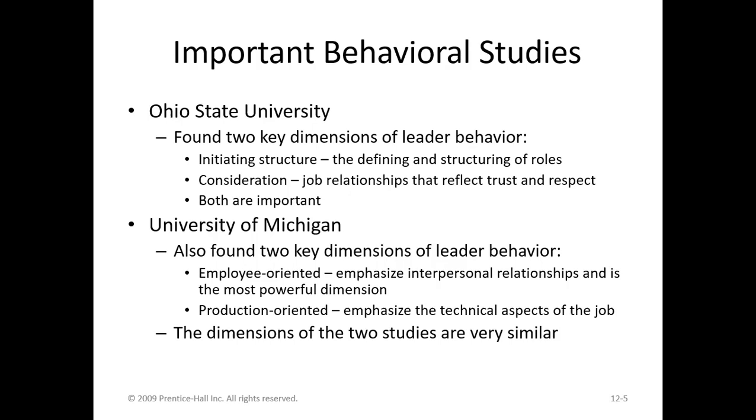According to the University of Michigan, two key dimensions of leader behavior were also found: employee oriented and production oriented. In the case of employee oriented, leaders are more focused on relationships, the most powerful dimension. Production oriented leaders emphasize the technical aspects of the job and are more concerned with production.